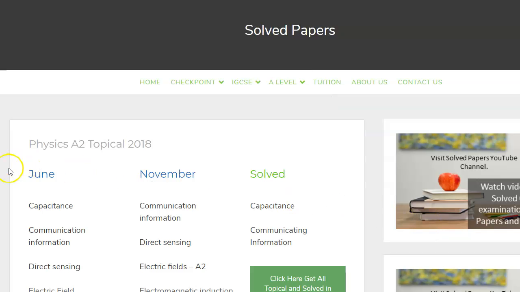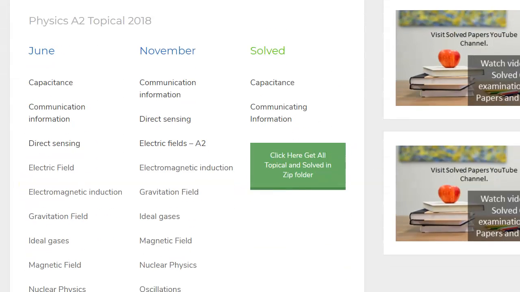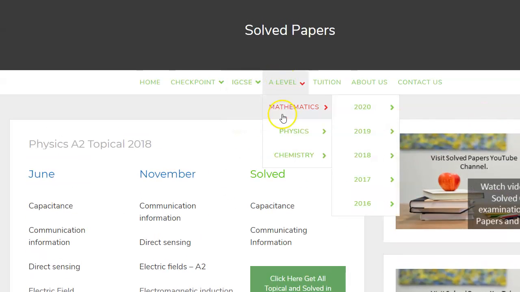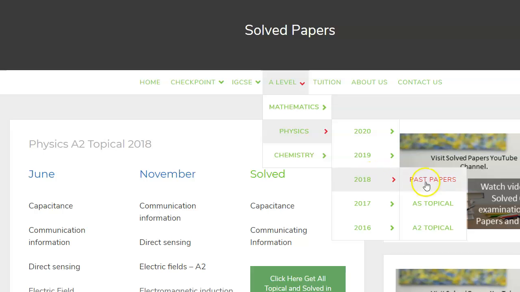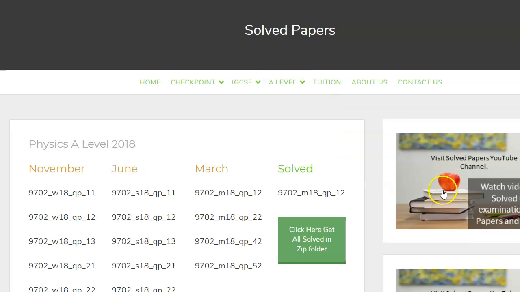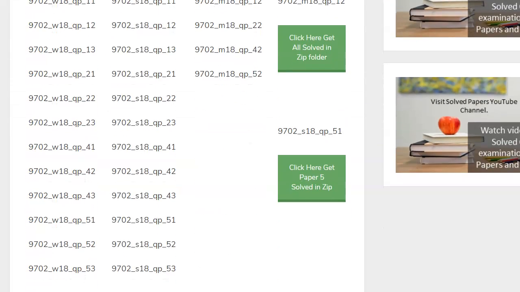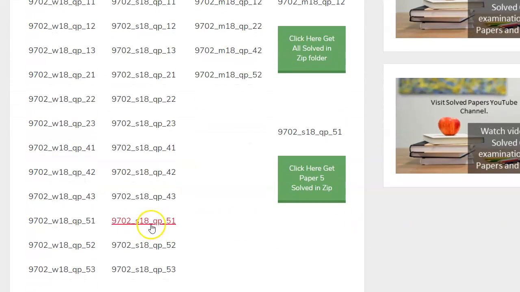2018, we have June, November, and of course some solved papers there. No, this is not topicals, this is past papers, sorry. 2018 past papers. We have November and June. The one we are dealing with is June. Download this paper. This is the one that I'm solving right now. You can also have a look at a solved version of this paper here. If you need all these other papers, 52, 53 for June and 51, 52, 53 for November, you can get them by clicking this green button.